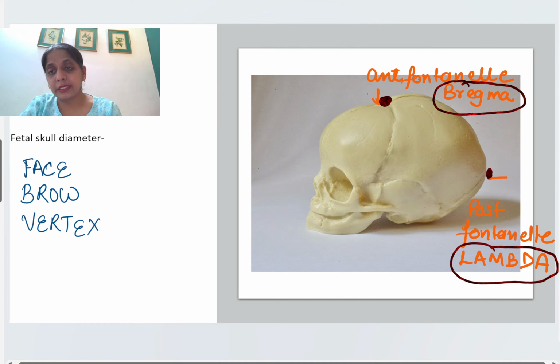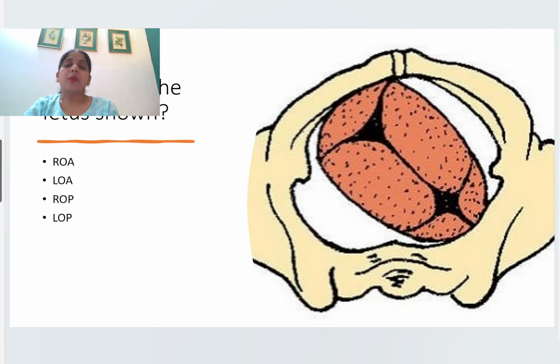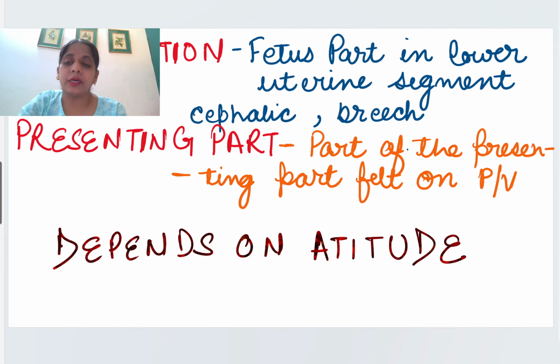Now let's see the question which comes. What is the position of the fetus shown here? They have asked what is the position of the fetus. To answer this, we have to learn different things. Now let us see the definition of presentation. What do you mean by presentation?